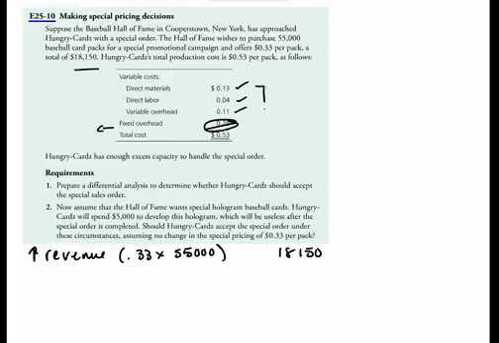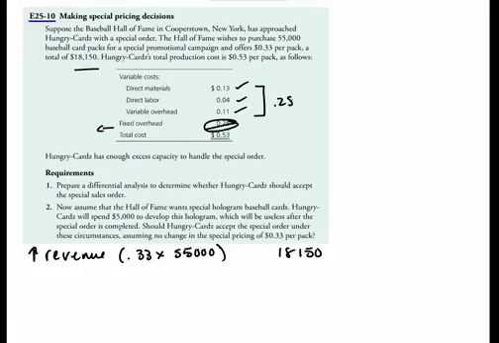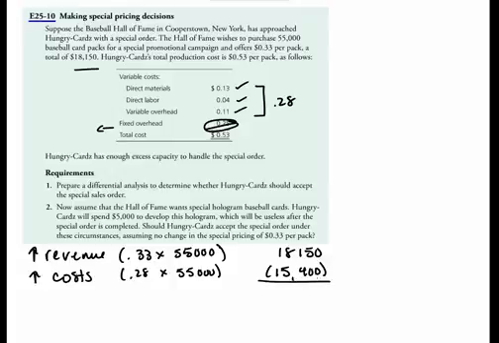fixed costs. So the only additional costs I will incur will be these three right here, which come out to 28 cents. So my cost will go up by 28 cents. So my costs go up by 15,400. So my revenue is going to go up by my cost. So that means if I take this order, that will increase my operating income or my profit by 2,750. So I should accept that order.